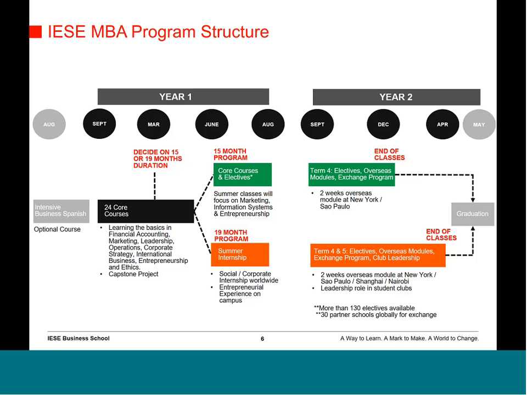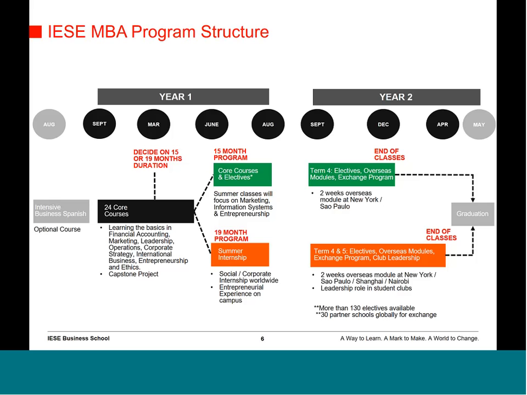In the second year, students have the flexibility to choose all your classes. We offer over 130 electives. You can choose classes based on your area of interest. So for those who are keen to have a more global experience, you can also go on exchange. We have 30 partner business schools all over the world.